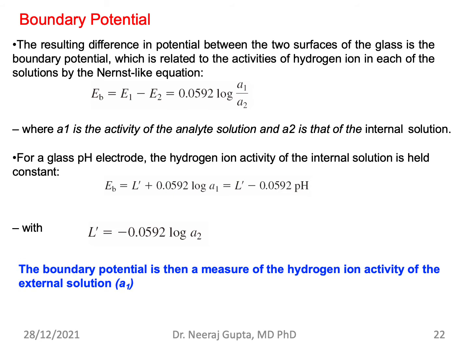Now for a glass pH electrode, the hydrogen activity of the internal solution is held constant, so that we can measure the outside activity. So in this equation, if you plug in L' equal to 0.0592 log A2, EB will become L' minus 0.0592 pH. So the boundary potential is then a measure of the hydrogen activity of the external solution, A1.